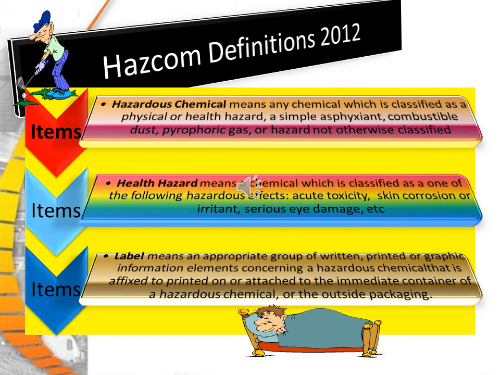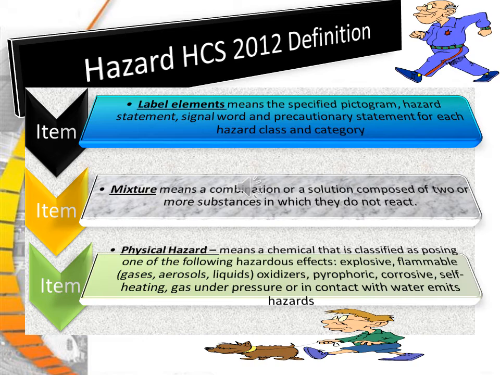The label means the appropriate group of written, printed, or graphic information elements concerning the hazardous chemical that is affixed to, printed on, or attached to the container. A label element means the specified pictogram, hazard statement, signal word, and precautionary statements for each hazard class and category. Mixture means a combination or solution composed of two or more substances in which they do not react.